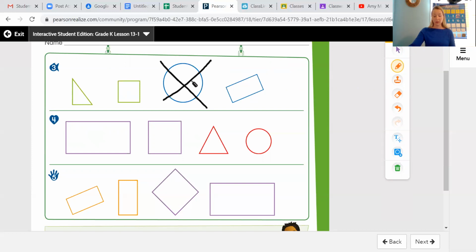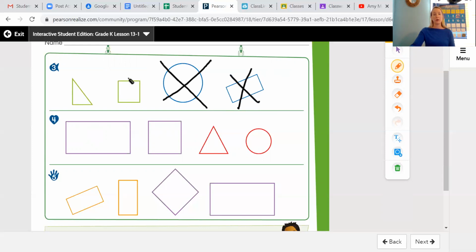Ooh, the next clue is I have less than 4 sides. If I have less than 4 sides, my number is going to be smaller than 4, and it can't be 4. So let's look over here at this rectangle. Does the rectangle have 4 sides? 1, 2, 3, 4. It sure does. And the shape we're looking for has less than 4 sides. So we're going to cross out the rectangle because he has 4 sides.